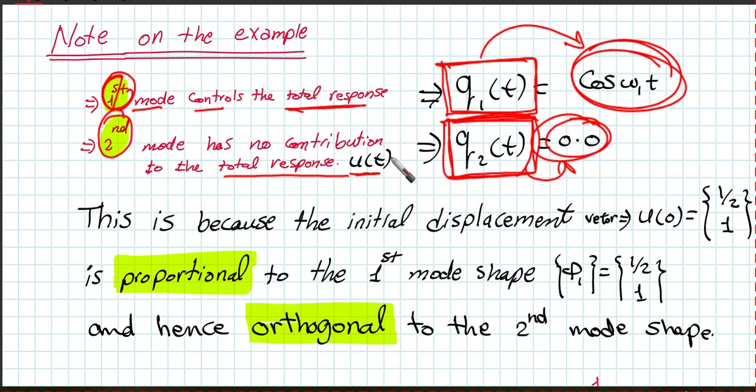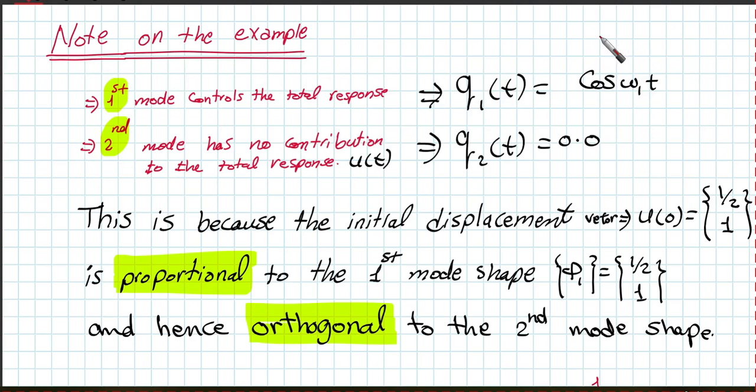Okay. If you look at the initial condition from the beginning, in the initial condition, I said that u node equals what? Do you remember? Half and 1, right? Do you remember what the first mode shape is? The first mode shape equals what?